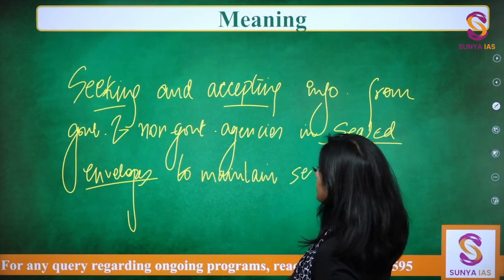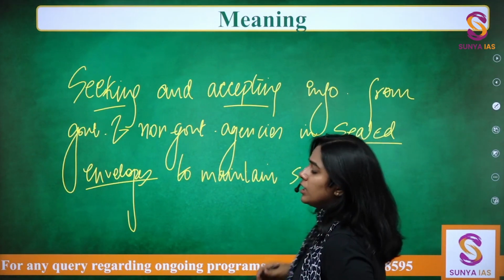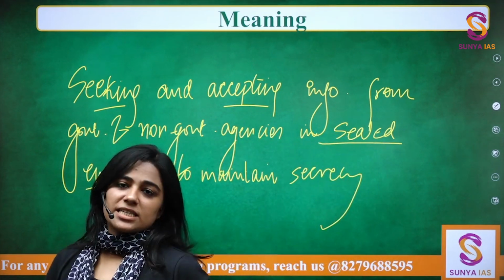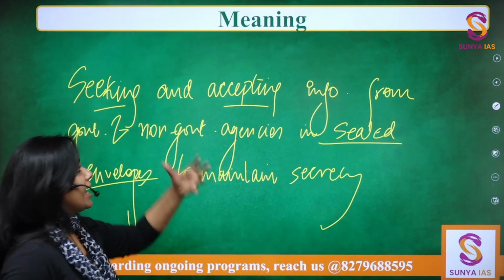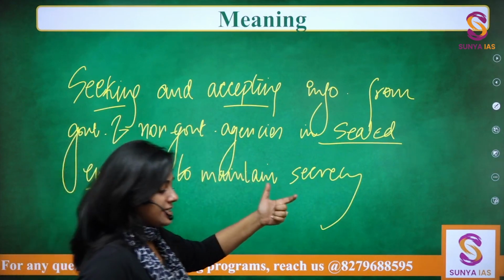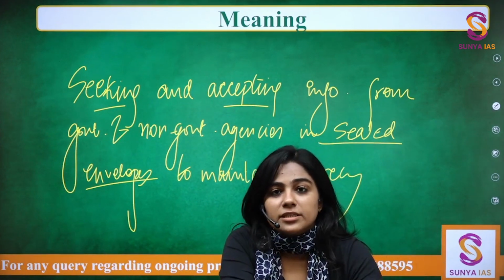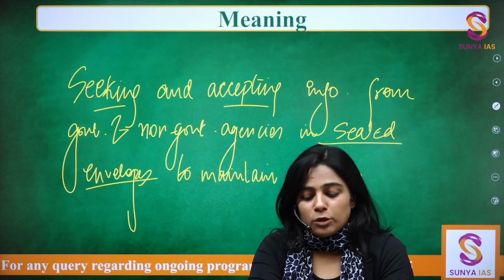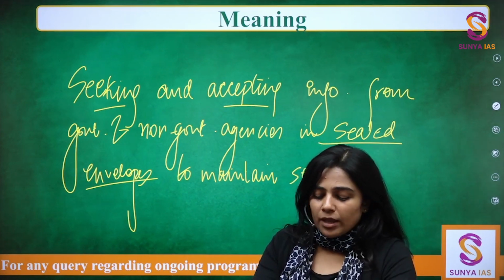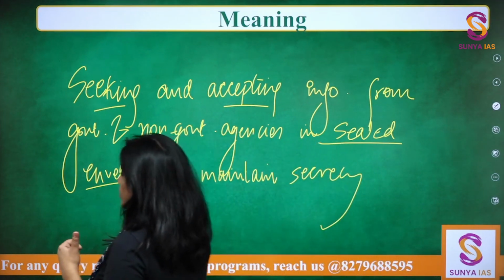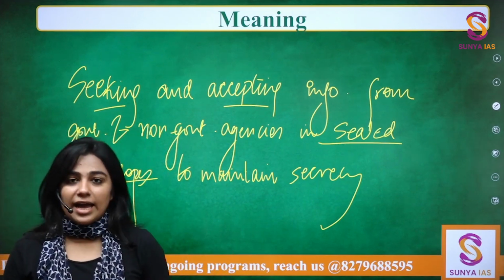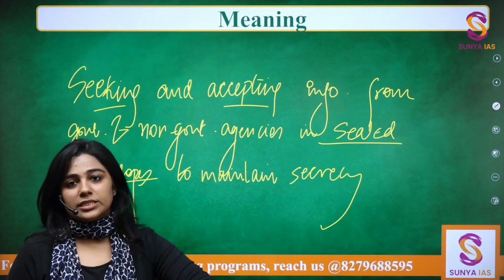To maintain secrecy. This is the basic aspect of it, that you are accepting. And who is accepting? The judiciary is accepting. See, whenever the judiciary wants to give a judgment, it will give a judgment on the basis of facts, right? So when it gives a judgment on the basis of facts, it will need facts from the government agencies, right?